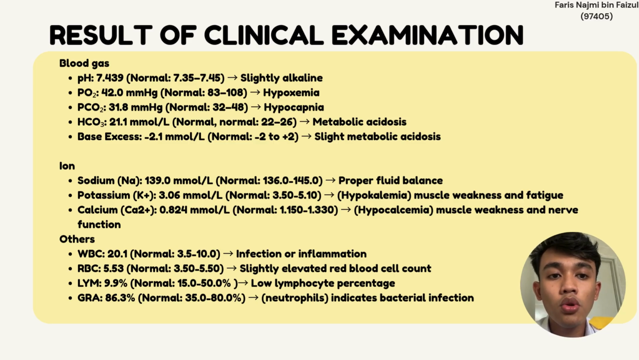After that, we go to the ions. First is sodium. Sodium is normal, which indicates proper fluid balance. And potassium is below the normal range, which indicates hypokalemia that can lead to muscle weakness and fatigue. Lastly, calcium. Calcium is also below the normal range, which indicates hypocalcemia that can lead to muscle weakness and affect nerve function.